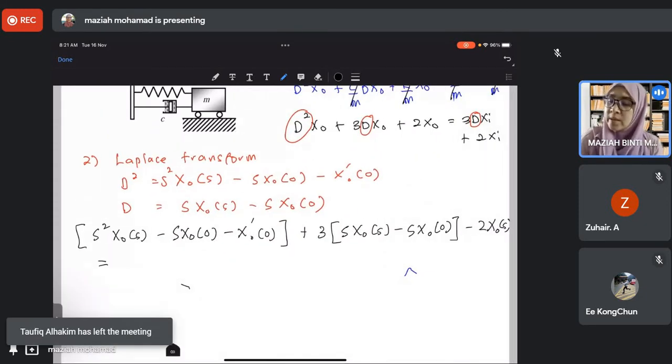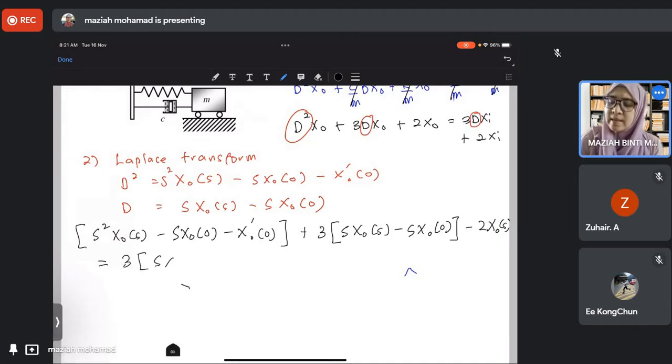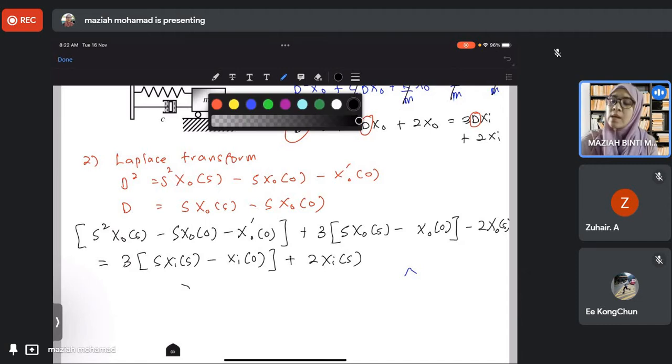equal to 3 multiplied with s Xi(s), because this is for the input part, so we use Xi, minus xi(0), plus 2 Xi(s). Okay, so that is the Laplace form.